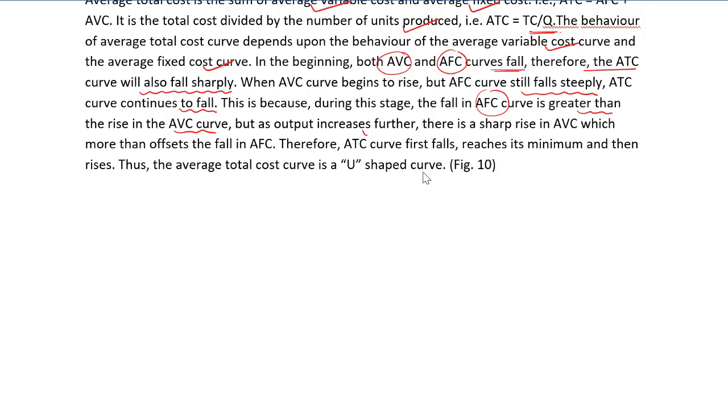But as output increases further, there is a sharp rise in the average variable cost curve, which more than offsets the fall in AFC. Therefore, the average total cost curve first falls, reaches the minimum, and then rises. Thus, we can say that the average cost curve is a U-shaped curve.